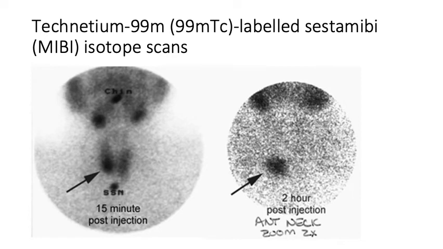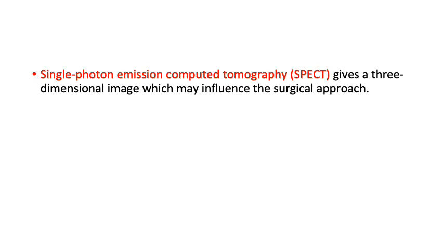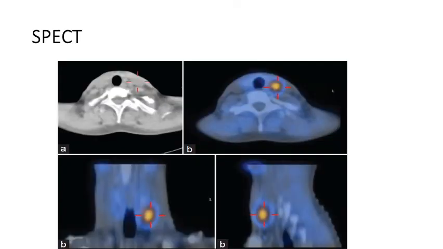This is the picture of a sestamibi scan showing an adenoma in the right lower parathyroid gland. This is a sestamibi isotope scan. We can use a SPECT scan that gives a three-dimensional image, which may influence the surgical approach. This is the picture of the SPECT scan giving a 3D image of the parathyroid adenoma.